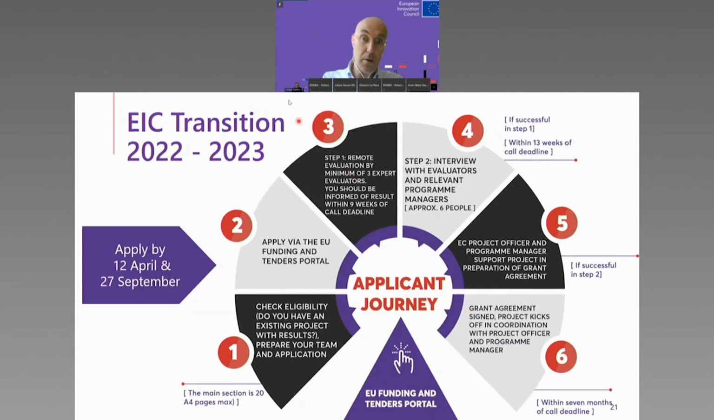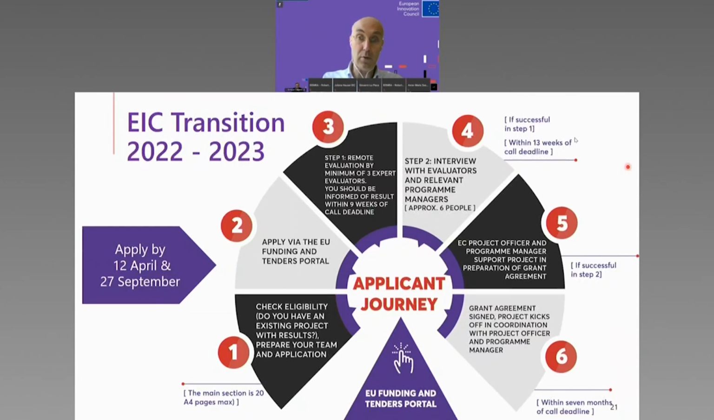So your proposal will be evaluated by three experts in remote settings, and this will be done within 9 weeks. This is the first step of the EIC transition evaluation. And the second step, if successful at the first step, you will be invited to an interview with jury members, very similarly to what is happening with Accelerator.